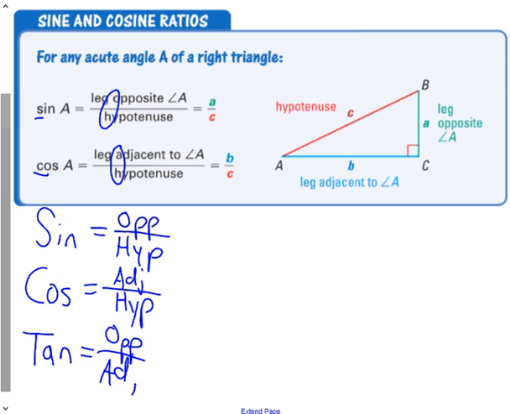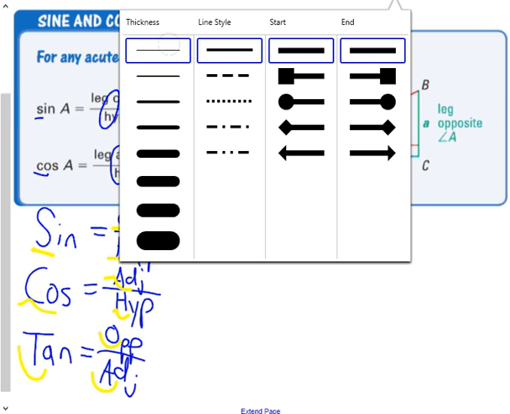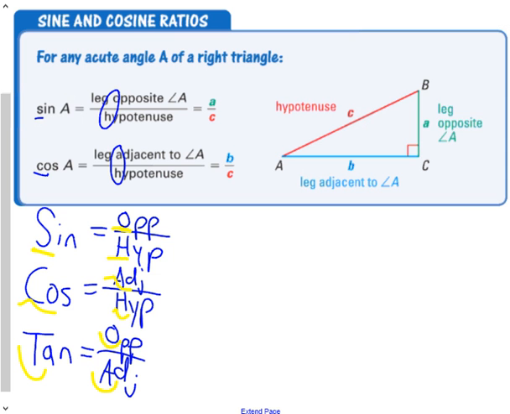Right? And so where does SOHCAHTOA come from? Again, kind of in yellow, S-O-H, C-A-H, T-O-A. The first letter and the pieces that they belong to. So it is very critical that you are able to identify, if I gave you angle A, which is opposite, which is adjacent, and which is hypotenuse.